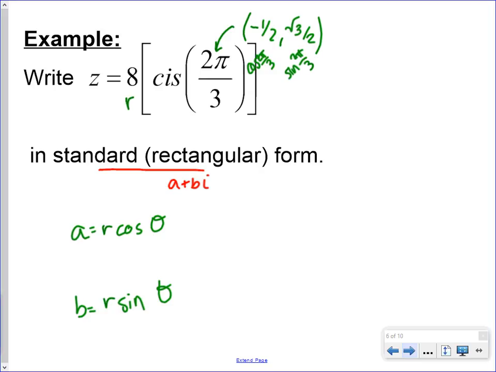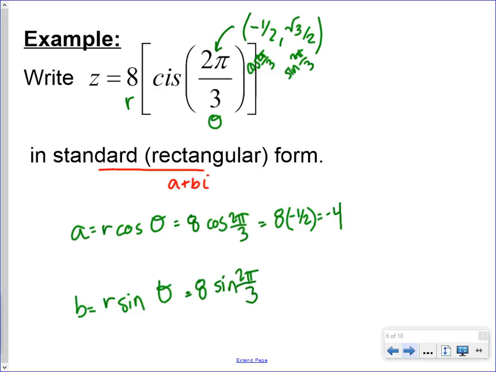I know R is 8, and I know theta is 2 pi over 3. So she's going to do 8 times cosine 2 pi over 3. And this is where we could jump on to Ethan's method. Using the unit circle, we know the cosine of 2 pi over 3 is negative 1/2. So we get negative 4 for A. And then we do 8 times sine of 2 pi over 3, which, again, going back to our unit circle, we know is square root 3 over 2. So that's giving me 4 square root 3.